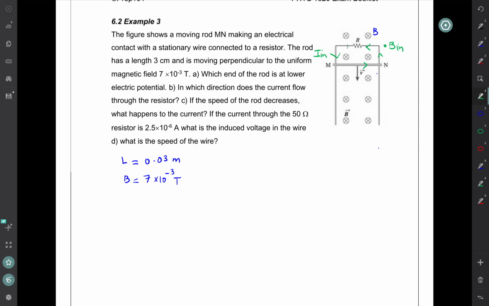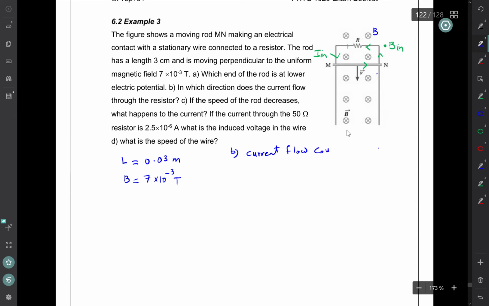So knowing that, I can answer part B. I can say the solution for part B would be that current flows counterclockwise through the resistance.